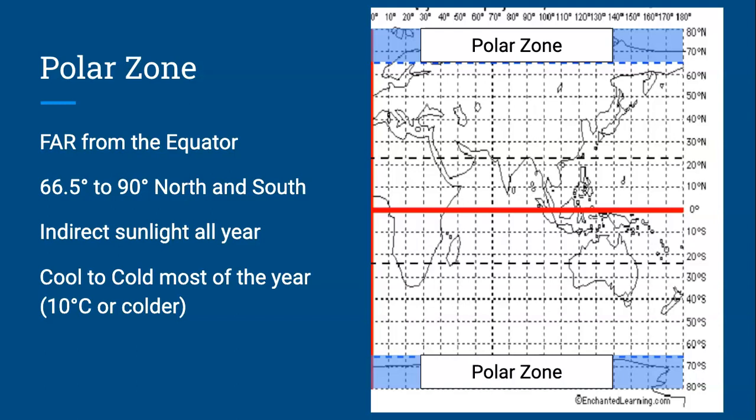The opposite of the tropical zone is the polar zone. These are the parts of Earth far from the equator, normally 66.5 degrees to 90 degrees north and south. You might know them as the North and South Pole. These areas of Earth get indirect sunlight all year, so the sun may come out, but it doesn't feel very warm. Because of that, the polar zone is cool or cold most of the year, so temperatures 10 degrees Celsius or colder.